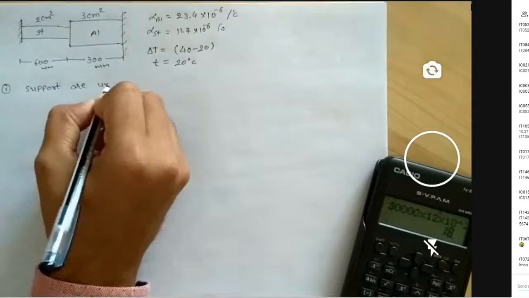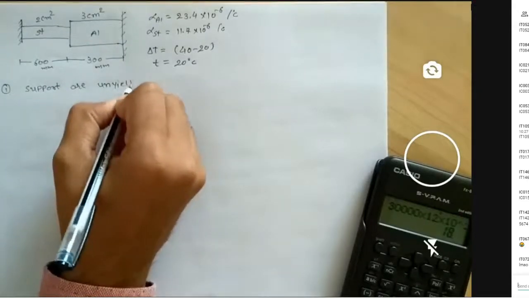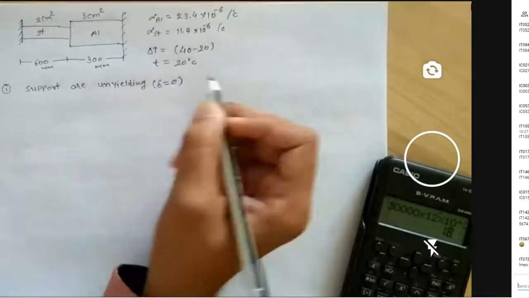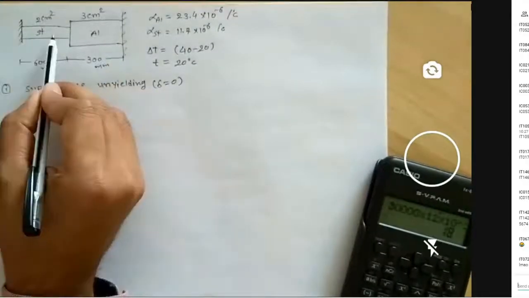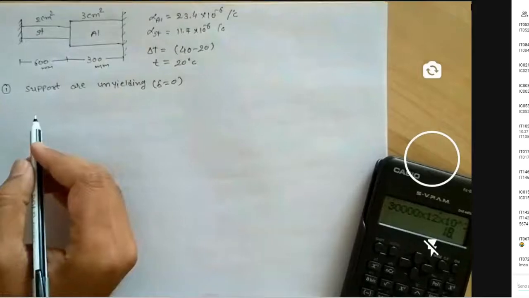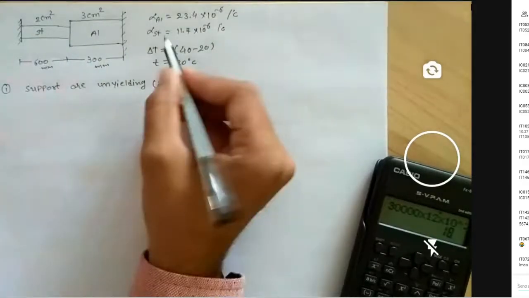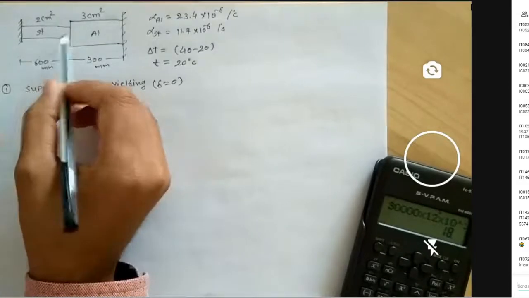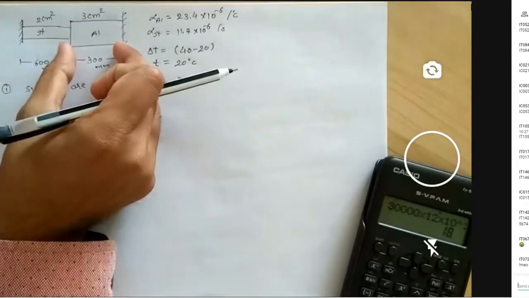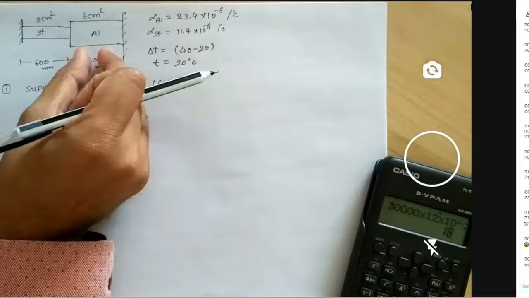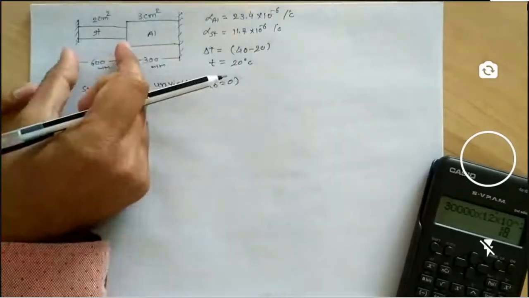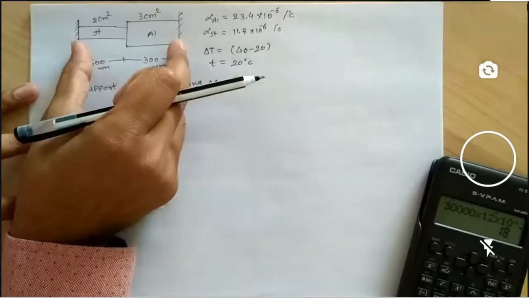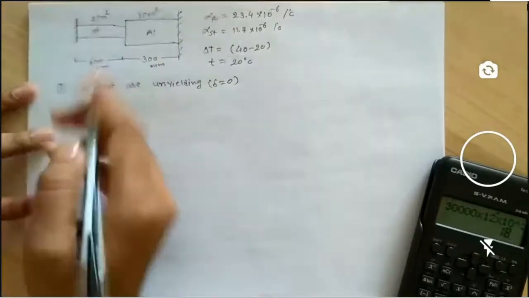are unyielding, meaning delta is 0. They cannot move any distance toward each other. Okay, 0. So first of all, if we allow free contraction, this aluminum section will decrease its length by L alpha T, and the steel section will also decrease its length by L alpha T. So first of all, find out the total length contraction required for both the materials.